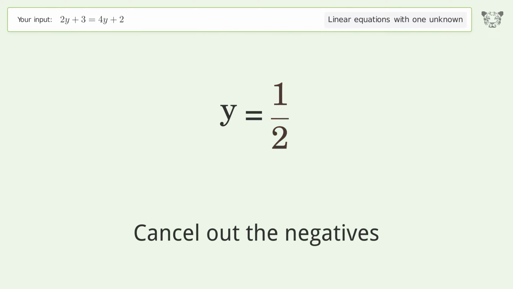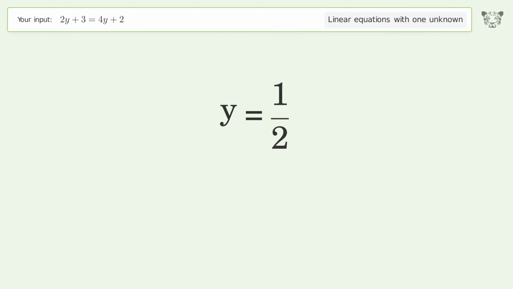And so the final result is y equals 1 over 2.